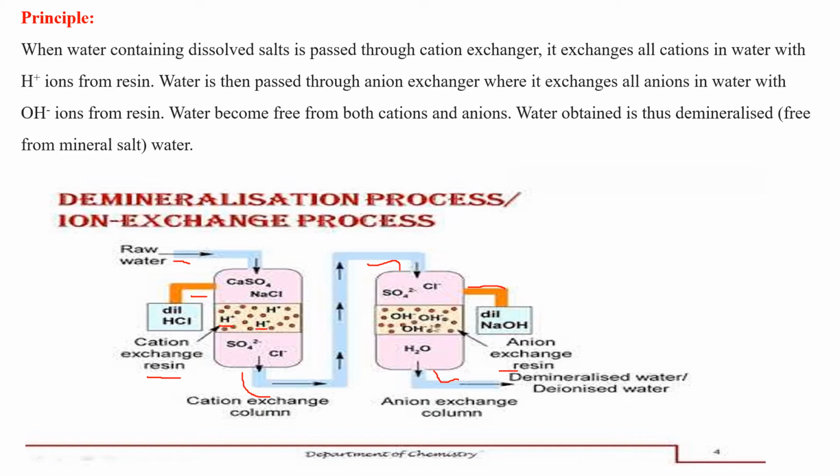Now see, when we pass the hard water through this cation exchanger resin, suppose it contains calcium sulfate and NaCl. The water will percolate through the resin, and what will happen? The cations like Ca2 plus and Na plus ions will be captured by this bed, and in exchange we will get H plus ions into the water sample. So now the water sample will have the species H2SO4 and HCl.